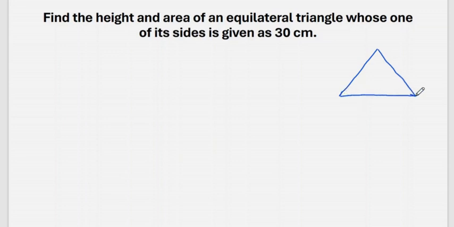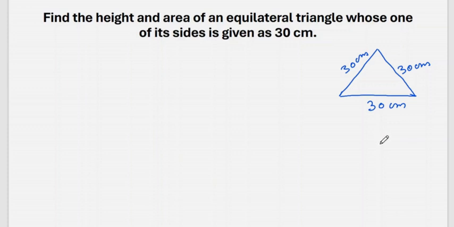And what is an equilateral triangle? An equilateral triangle is a triangle whose all 3 sides are equal. So if one side is given, it means all the 3 sides is given. So 30 centimeter, 30 centimeter, 30 centimeter. If one side is given, other two also is same. So 30 centimeter each. Okay.